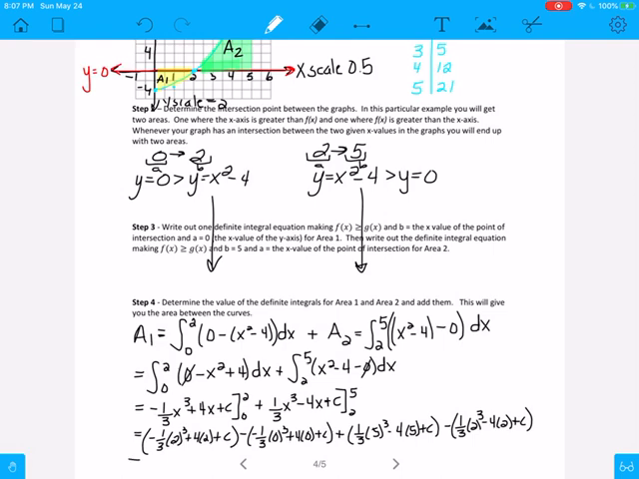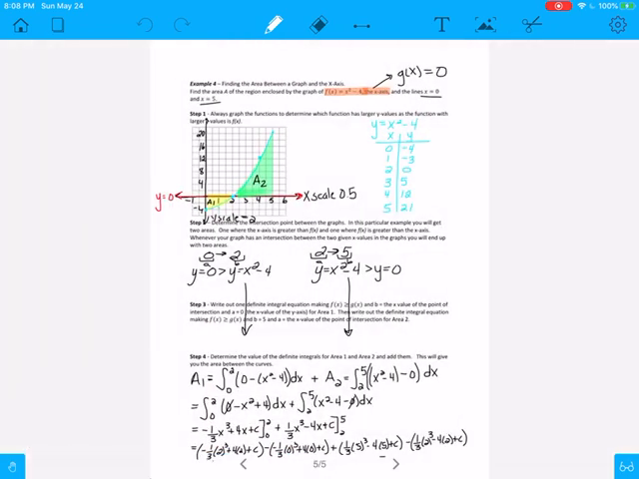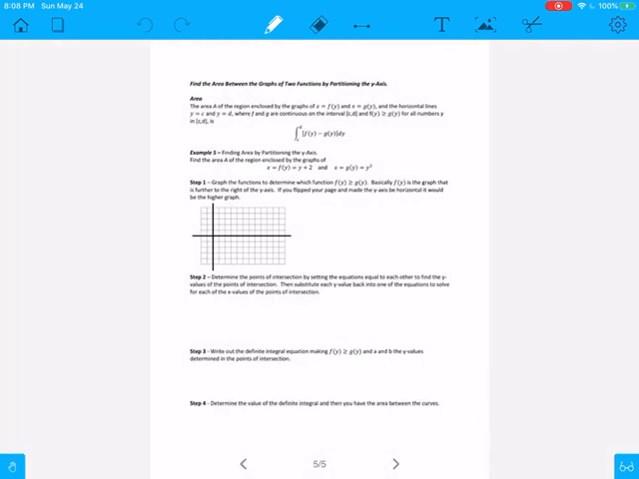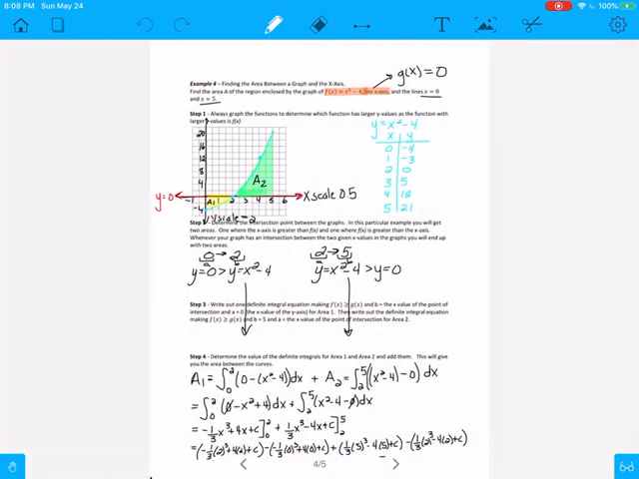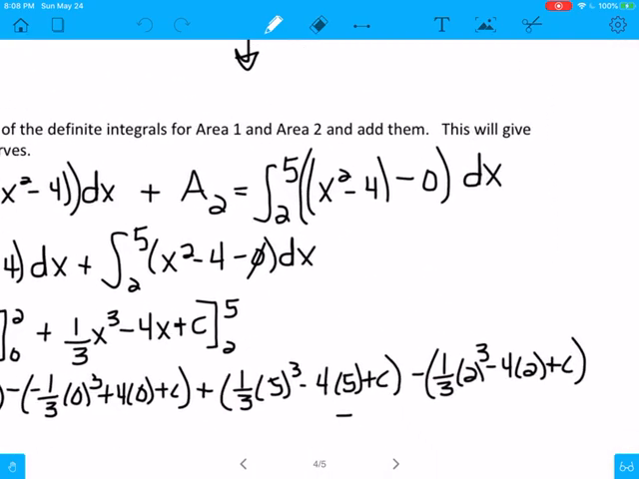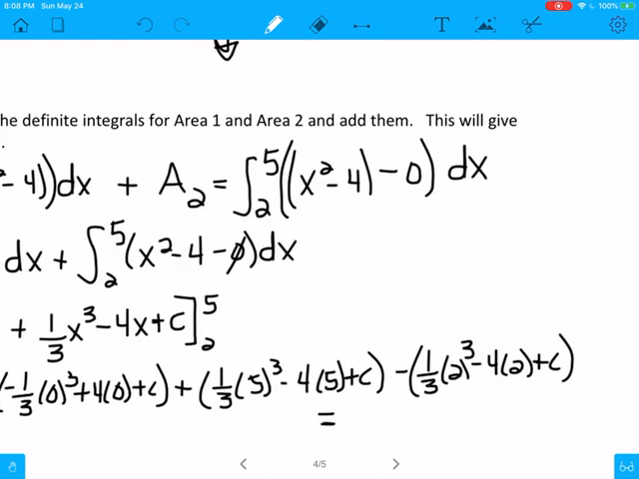you're going to get, it's not letting me fill it in. I don't have any room left. Sorry, guys. You're going to actually get equal to 97/3 square units. So you guys can type it into your calculator and make sure you get that answer to practice doing your math.